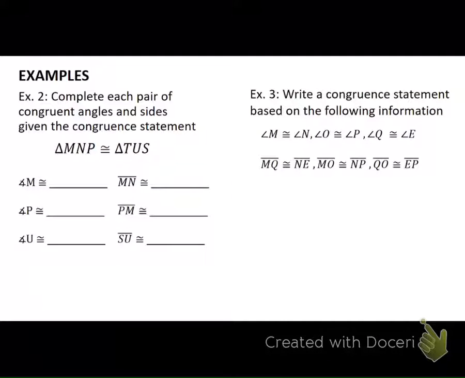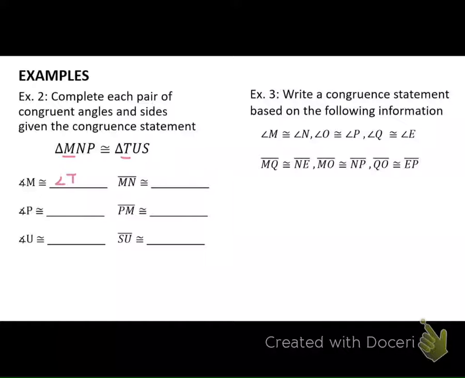All right. Complete each of the pair of congruent angles and sides given the congruent statement. So we're not even going to draw the triangle this time. Daniel, angle M is congruent to angle? T. Good, they're both in the first position. Jill, angle P is congruent to angle? S. Good, they're both in the last position.